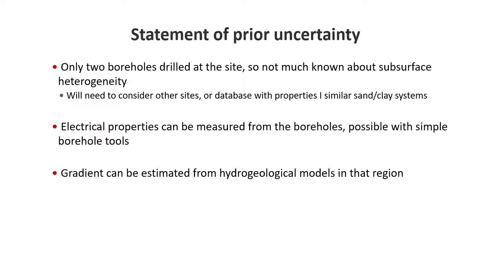So we only have a few boreholes. We know probably a little bit about the subsurface by drilling in those boreholes. The vertical variability is something that we will see. We can measure some electrical properties along the boreholes with simple borehole tools, and possibly we can estimate the gradient. And the gradient is not expected to be changing a lot, simply because we are looking at a very small area of the subsurface, 20 meters or so.